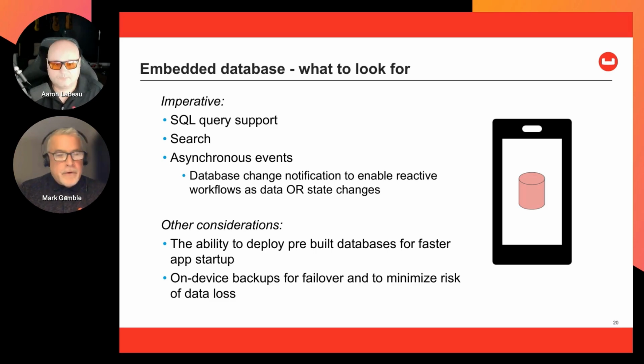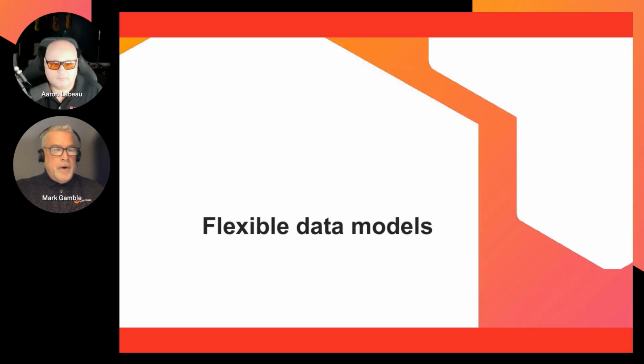Some other considerations to look for: the ability to deploy pre-built databases. For things like faster startup, you can pre-hydrate your app with the data it needs, and it launches faster. Go figure. Absolutely. And then things like on-device backups for failover to minimize risk of data loss. Especially important for enterprise apps that handle sensitive data, where you've got millions of users potentially out there. Having failover and on-device backup capability is really important.